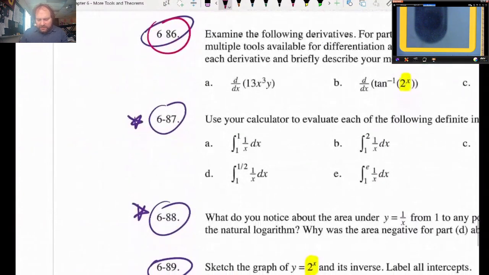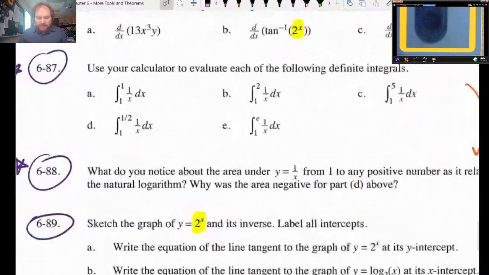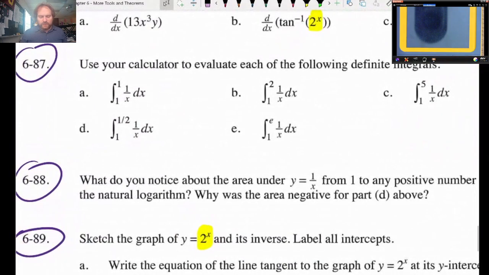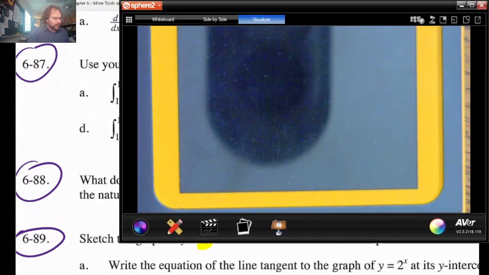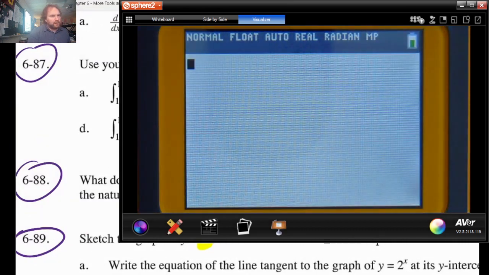We're going to look at 87 next, which I believe is your 86. We're going to use our calculator to evaluate each of the following definite integrals. So let's go crazy. Okay, we're good. We're going to let our calculator do all the lifting here, but we're here to observe patterns.